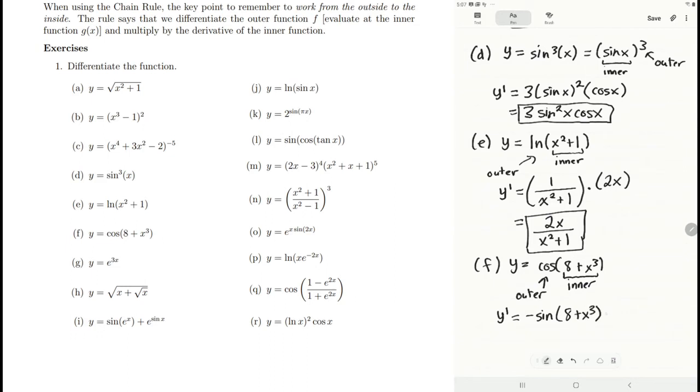So now that we've taken care of the derivative of the outer function, we then multiply by the derivative of the inner function. So the derivative of 8 plus x cubed is 0 plus 3x squared.